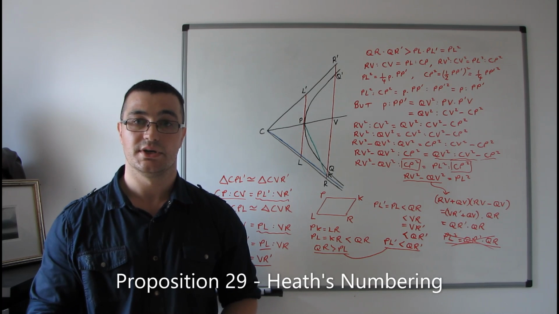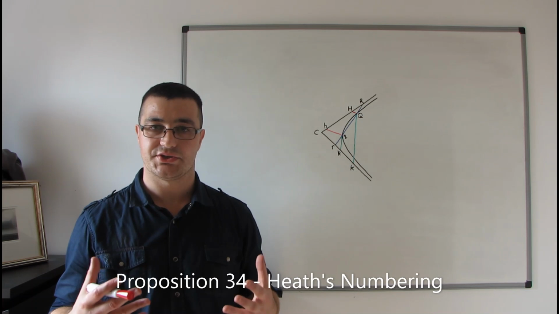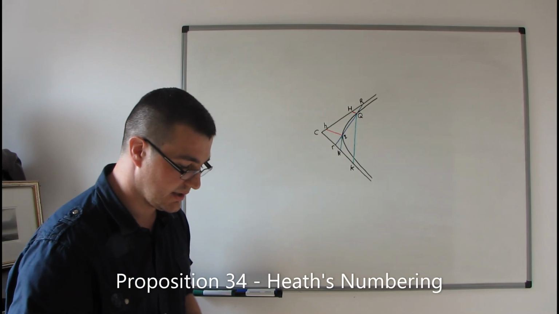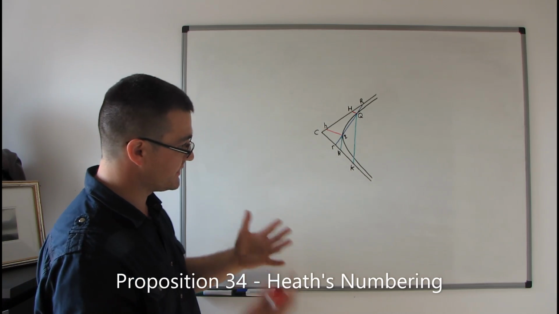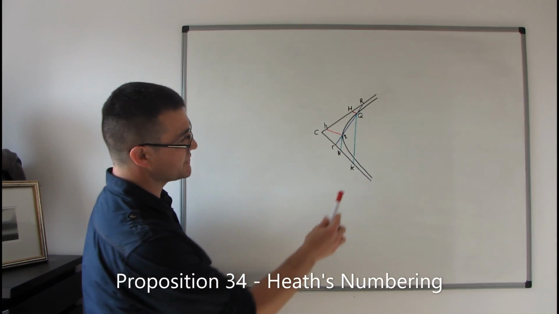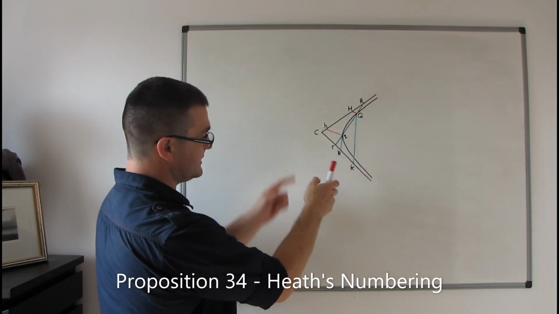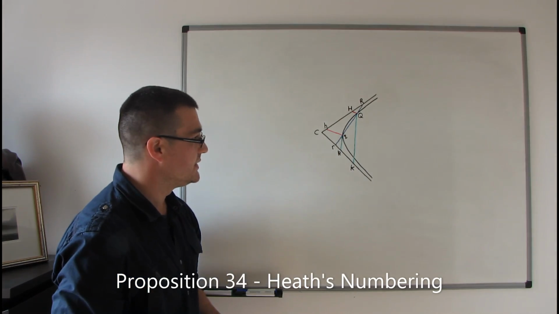So I'm going to move on now to proposition 34 in Heath's translation of Apollonius. And let me just explain the diagram that goes with that proposition. So we've got a hyperbola here and two asymptotes to the hyperbola.